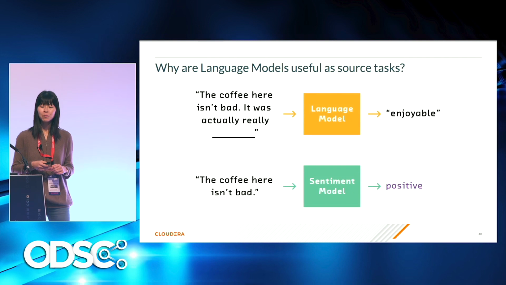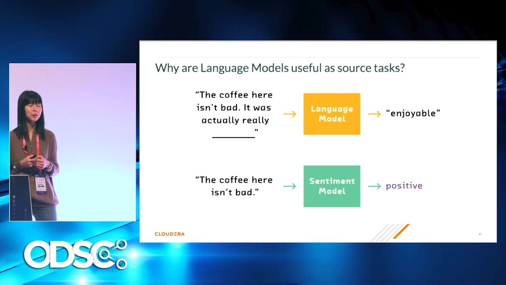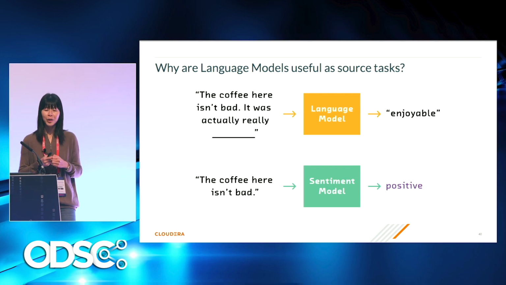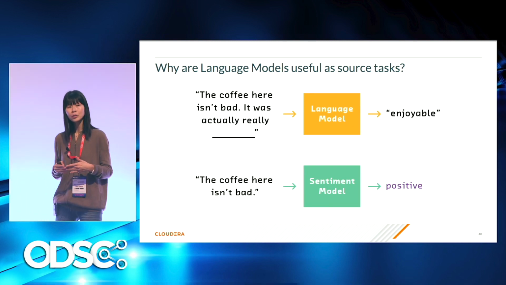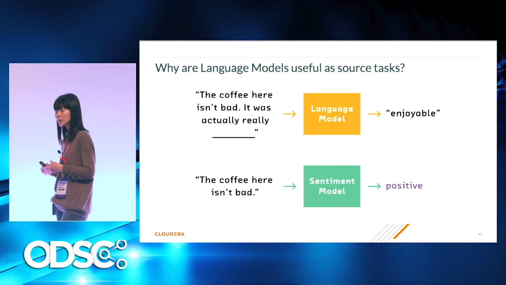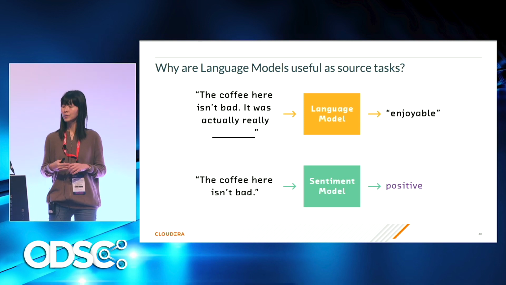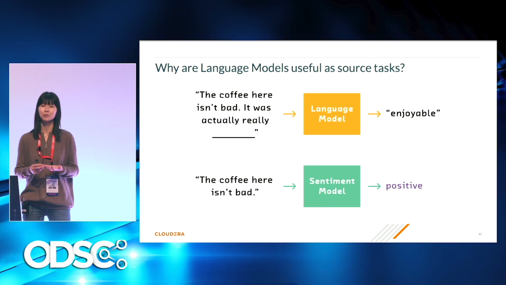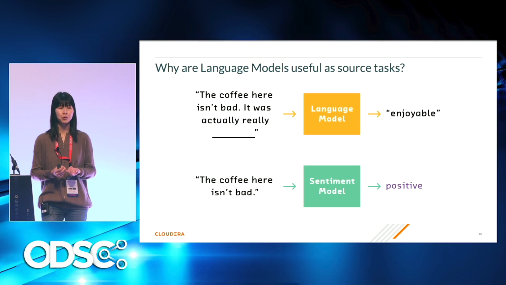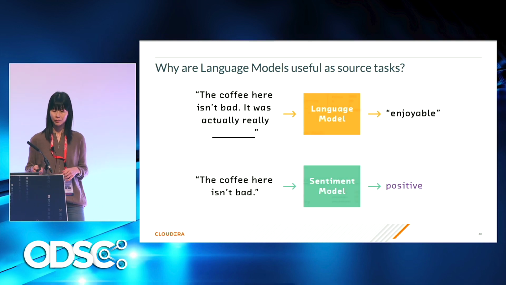And does a language model actually capture all the things we want it to capture? Turns out, to be able to build a good language model, we have to understand a lot of things. We have to have a deep understanding of the language. We have to understand the context. We also have to be able to understand negation. So take a look at this example. The coffee here isn't bad. It was actually really... For the language model to say "enjoyable," it means that the language model understands negation. And negation, as we've seen before, is very important when we're trying to build a sentiment analysis model. "The coffee here isn't bad" is actually a positive sentiment.